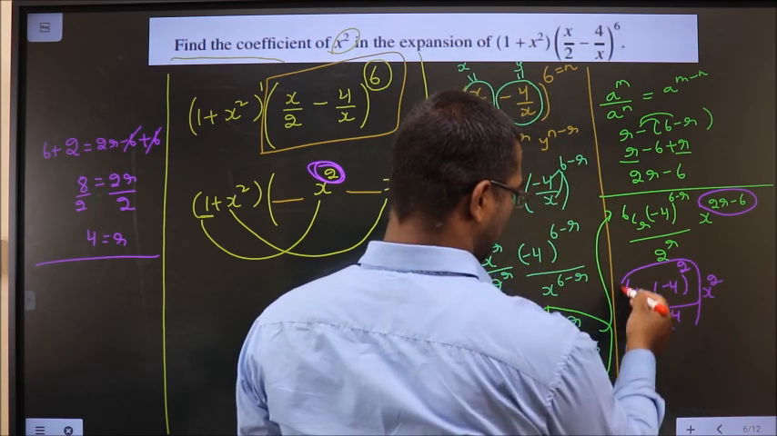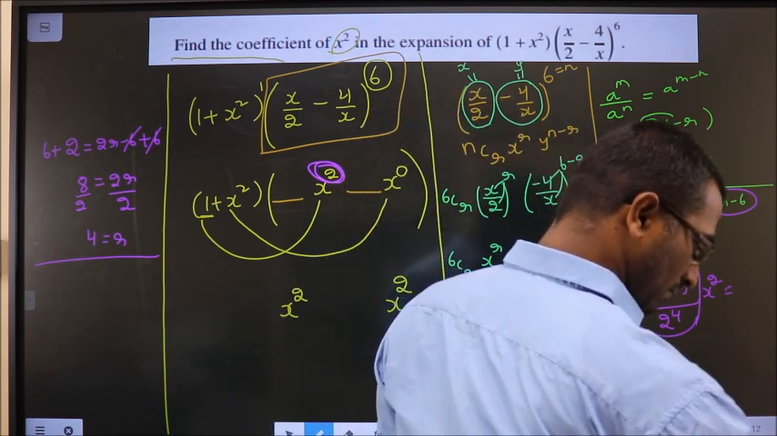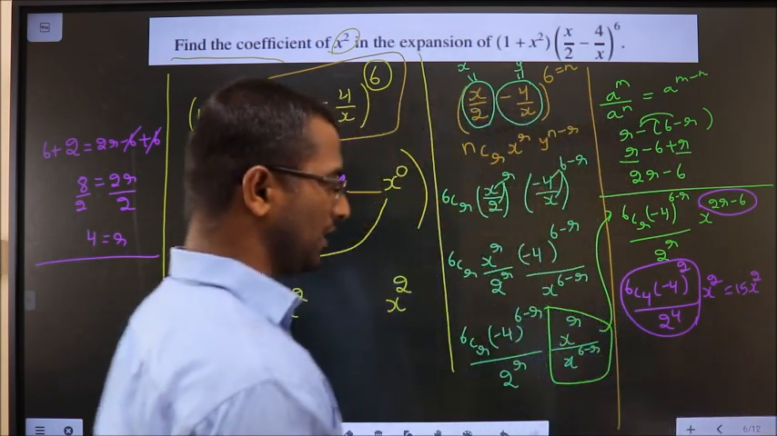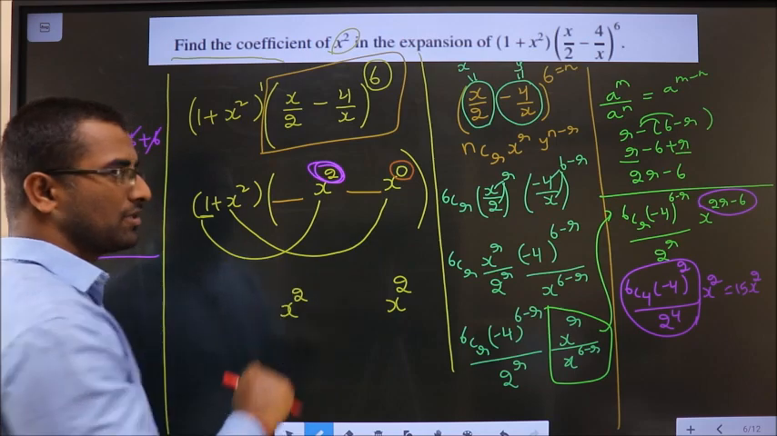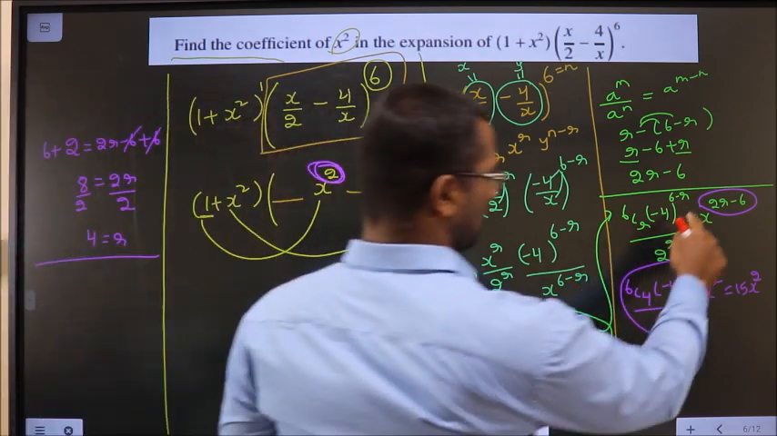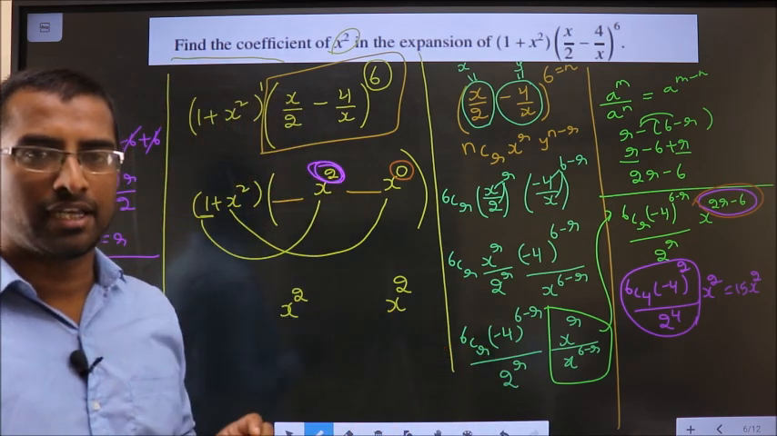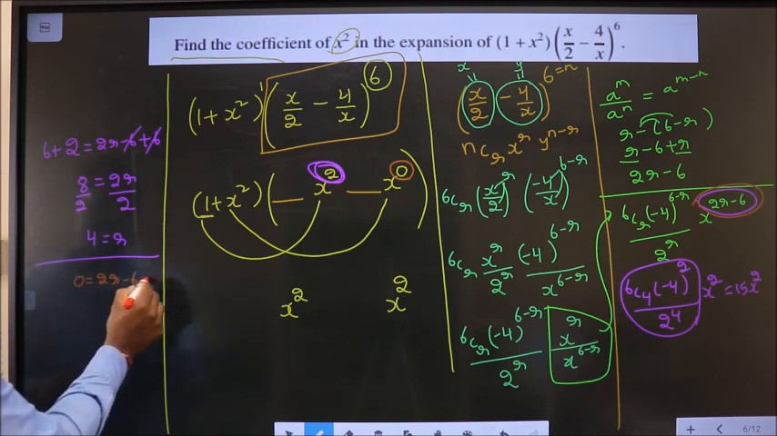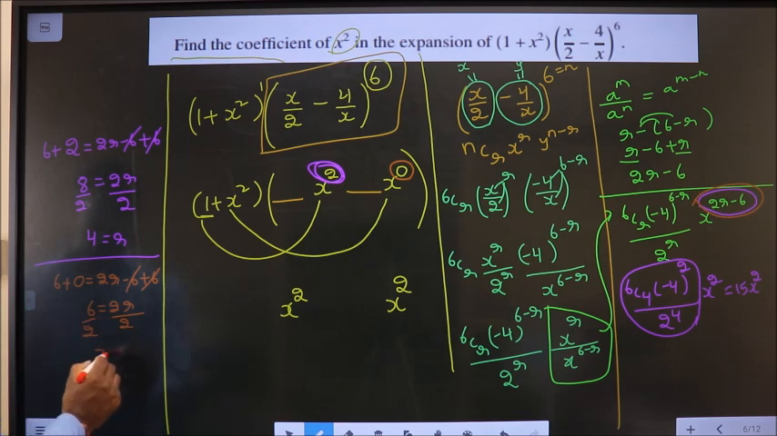Now put this in the calculator. You get the answer to be 15 x square. Okay, more. I also need to find the coefficient of x power 0. So here it is 0, here it is 2r minus 6. Equate both the powers of x to get the value of r. So 0 equal to 2r minus 6. Add 6 now. This gone, 6 equal to 2r. Divide by 2. So 3 equal to r.